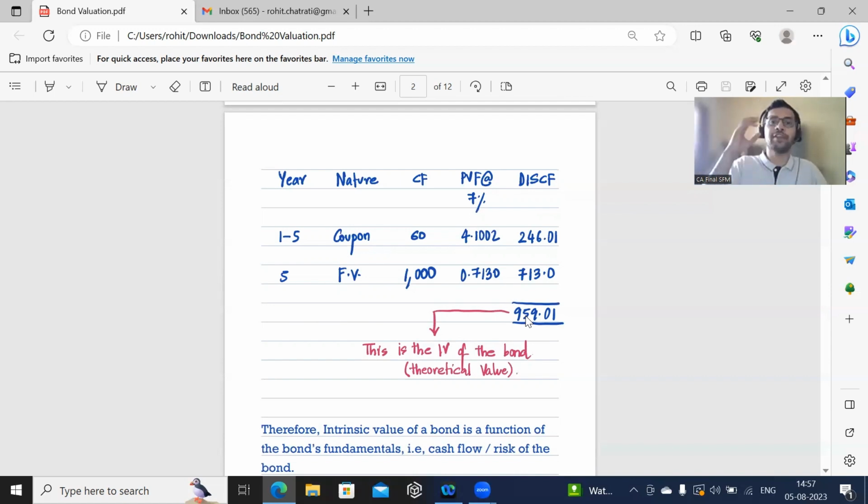For example, iPhone 14. iPhone 14 actual cost is 1 lakh, but somebody is selling it at 80,000. What will you do? You will jump and buy, right? Because something which is worth 1 lakh is being sold at 80,000. Similarly, over here the intrinsic value of the bond or the theoretical value is 959, so it is being sold at 930. Therefore you have to go and buy the bond in the market because the bond is available cheap.